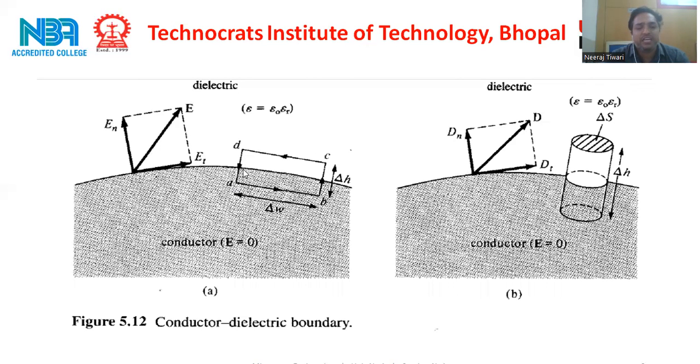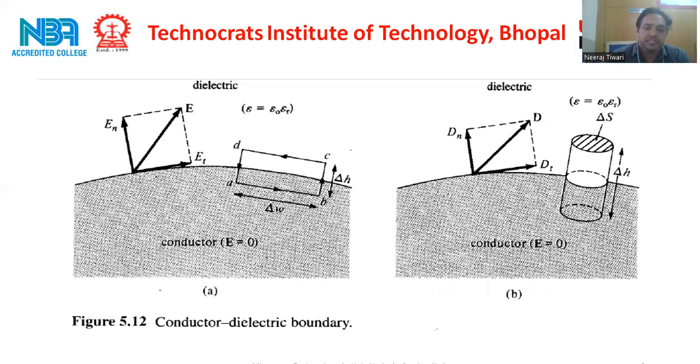Now, if you see here, ABCD is a closed path. As I told you, the closed line integral of E dot dl equals 0, Maxwell's first equation, is applied over a closed path. That's why I have drawn a closed path. E dot dl equals 0.